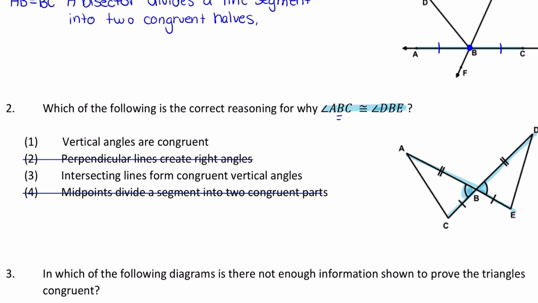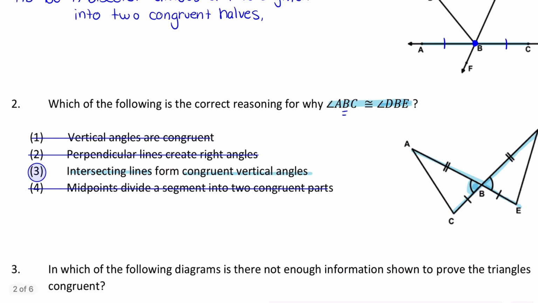And 1 is meant to be a distractor because 1 will actually not receive credit on an assessment. Because not all vertical angles are congruent, it needs to be vertical angles formed from intersecting lines. So number 3 is our correct answer. But number 1 is our most misleading wrong answer. So it just goes to show that you really still need to read all of your choices, even if you're confident in the first one, just so you can make sure that you're not being tricked.